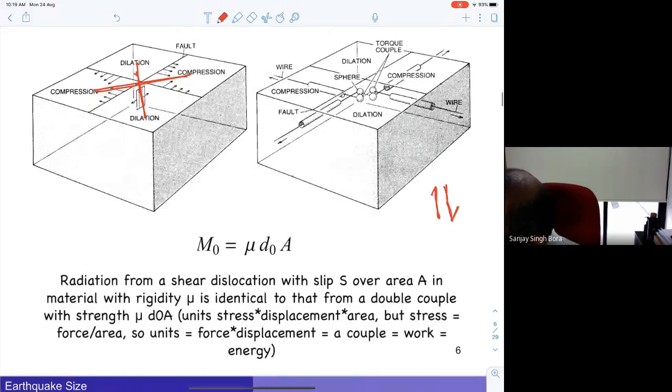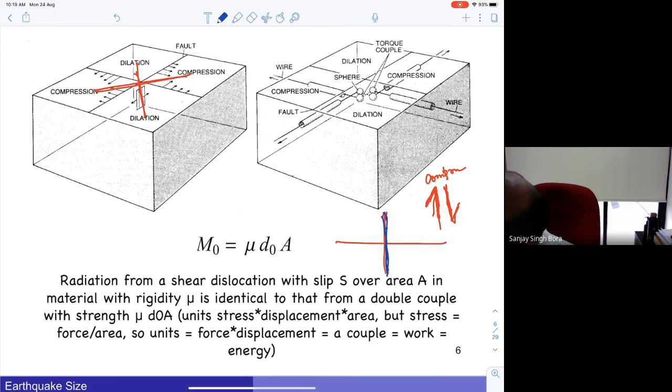To understand this, just imagine what I'm trying to show here: when two sides of a block are moving like this, you can imagine that this side is pushing the material this way. So there is more compression on this side, right? So you just make it as a quadrant. If this is my actual fault plane, the blue line, and this side is going in this direction, and this side is coming in this direction.